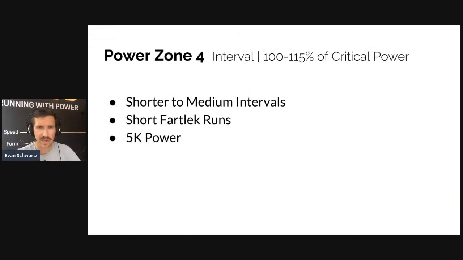Power zone 4 is the next one. These are the interval zones. 100% to 115% of your critical power will be the range here. These will comprise shorter to medium intervals, short fartlek runs, closer to your 5K power typically. So above what you could sustain for critical power, you should be able to run your 5K at a little bit higher than critical power. So this will start to get closer to 5K versus 10K.